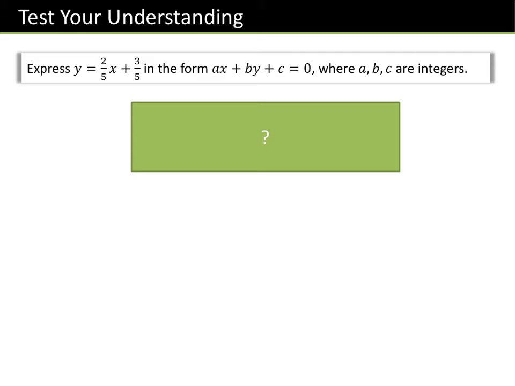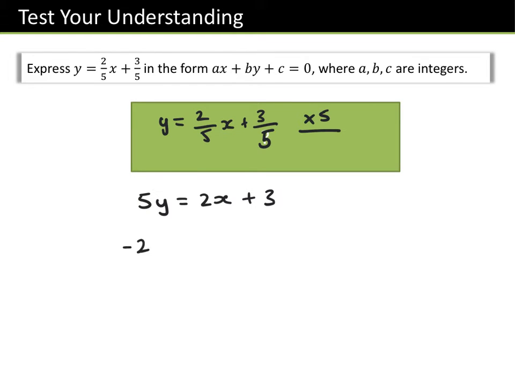Quick question, off you go. Okay, so nice and easy. We have y equals 2 over 5 x plus 3 over 5. Luckily, the denominators are both 5. If I multiply the whole equation by 5, I get 5y equals 2x plus 3. I'm going to rearrange it so everything is on the left-hand side: minus 2x plus 5y minus 3 equals 0.